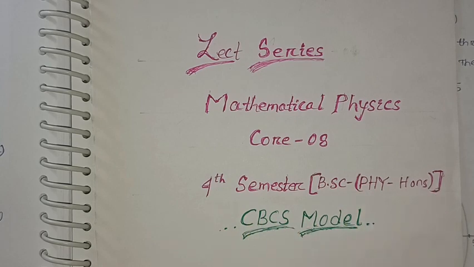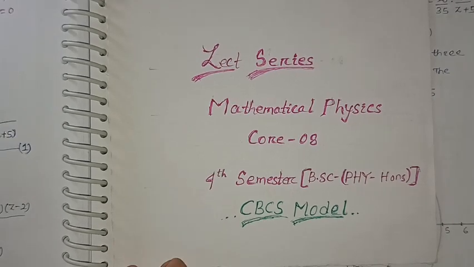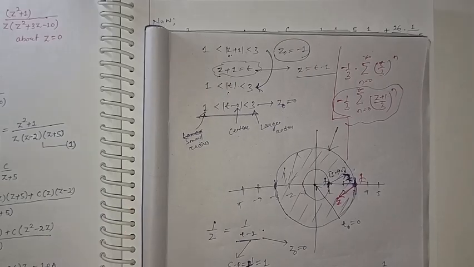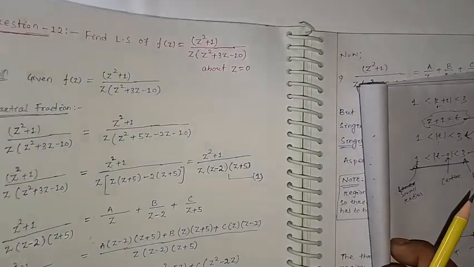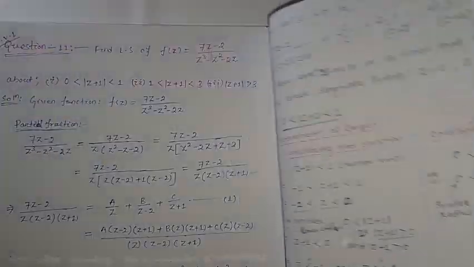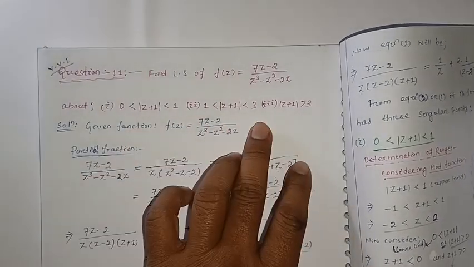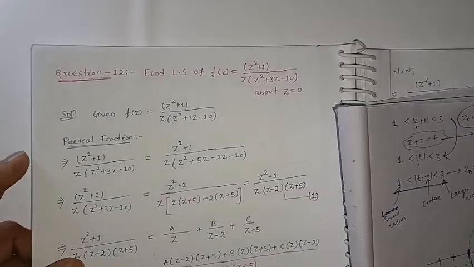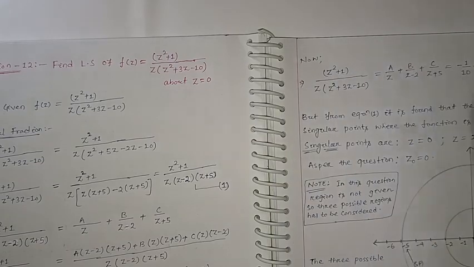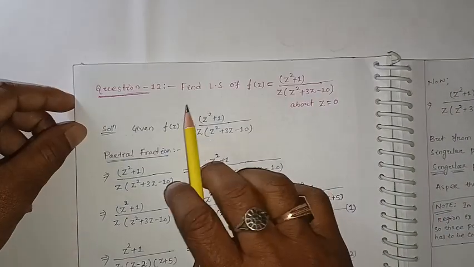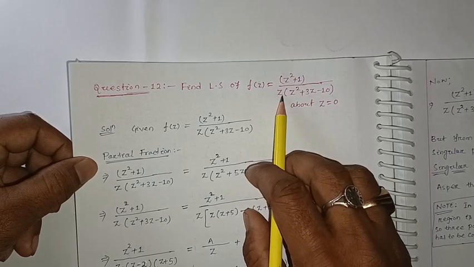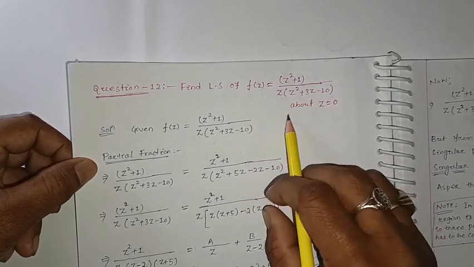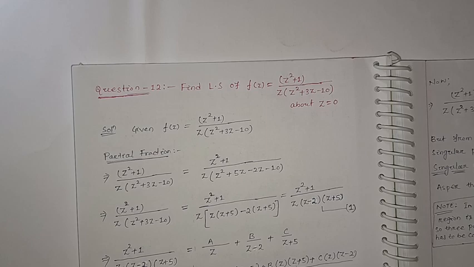In our last class, we discussed another method or procedure to solve this type of range question. In this class, we are going to discuss this question: find the Laurent series of f(z) = (z² + 1) / (z(z² + 3z - 10)) about z0, z = 0.